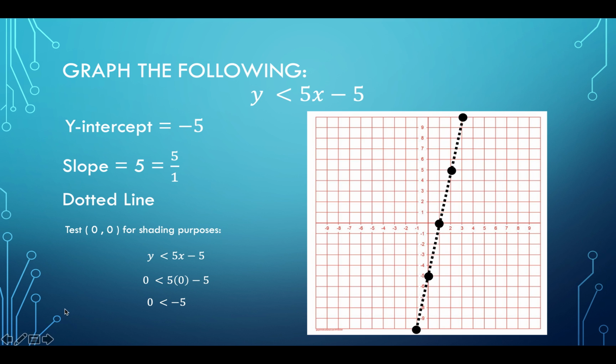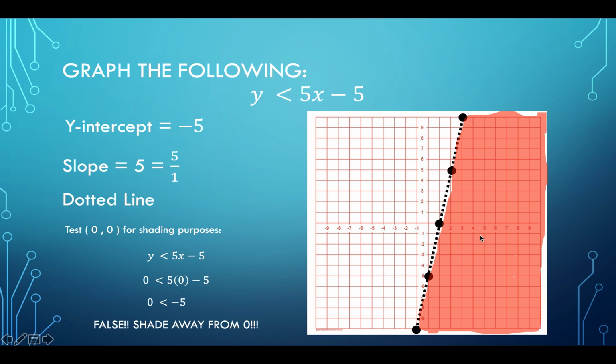So we're left with 0 is less than 5. Is 0 less than 5? No, 0 is not less than 5. It's false. So that means we're going to shade away from 0. We're not going to go this way, because that would have meant that 0 is bigger than negative 5. 0 is not bigger than negative 5. So we go ahead and shade away from 0. And that's the solution to this problem over here: y is less than 5x minus 5.